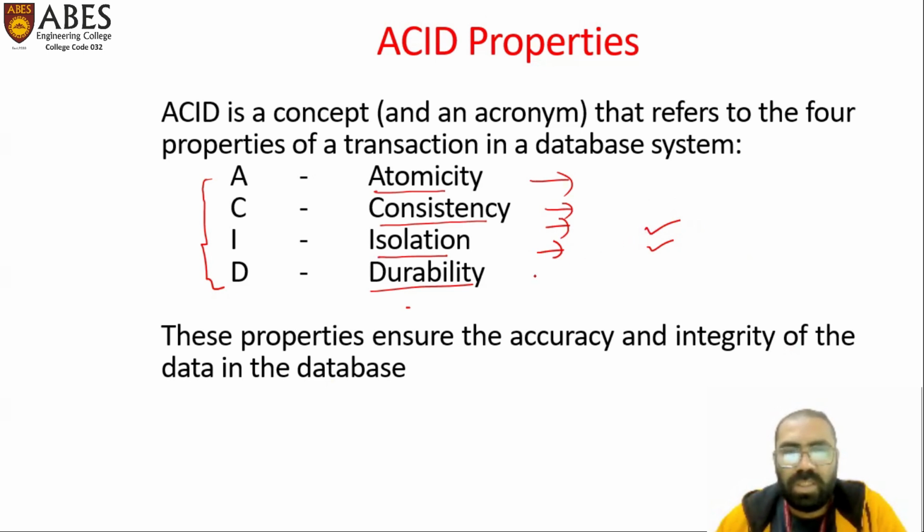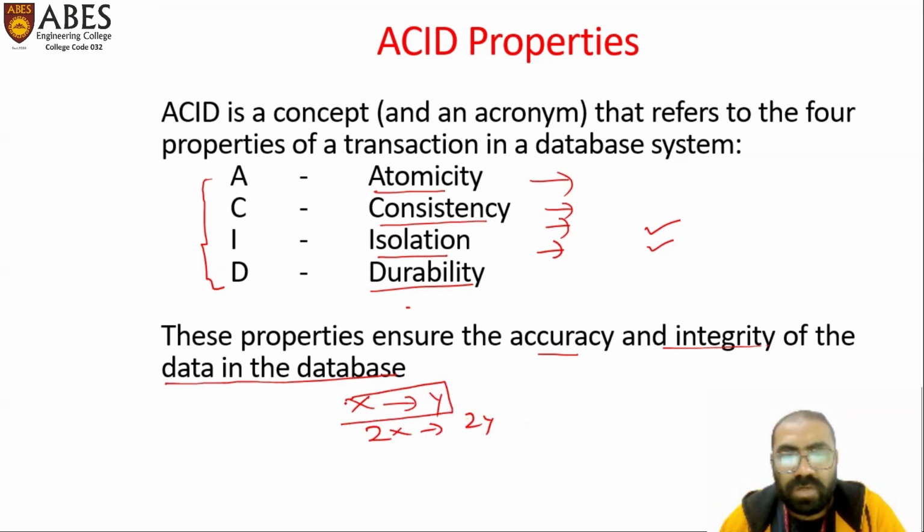These properties ensure the accuracy and integrity of the data in the database. That is one of the most important points, because what is the concern of the database? For example, you have X thing or a Y price, and you have 2x, then it would be 2y, and so on. So the important point is, whenever I change something, it should be reflected back properly, or whenever I want to retrieve it back, it should be the same data.